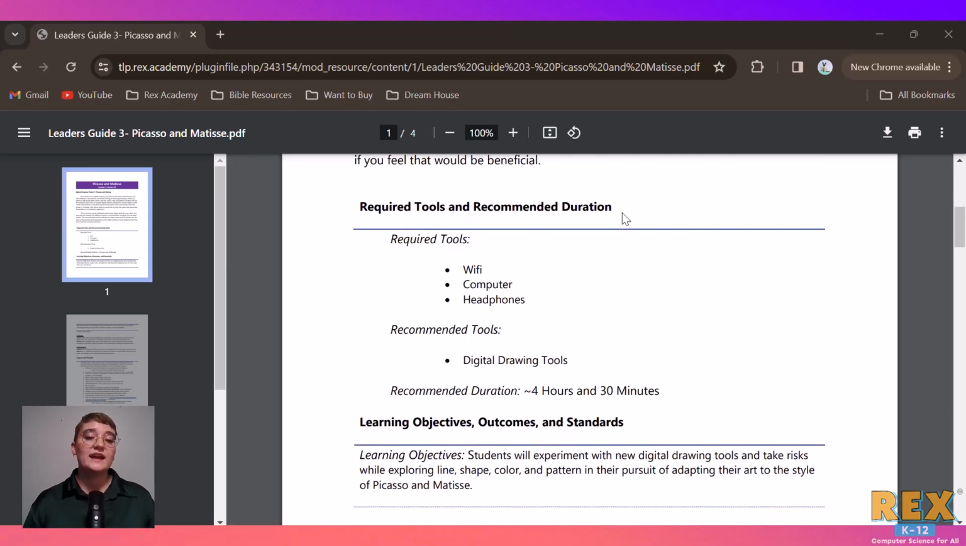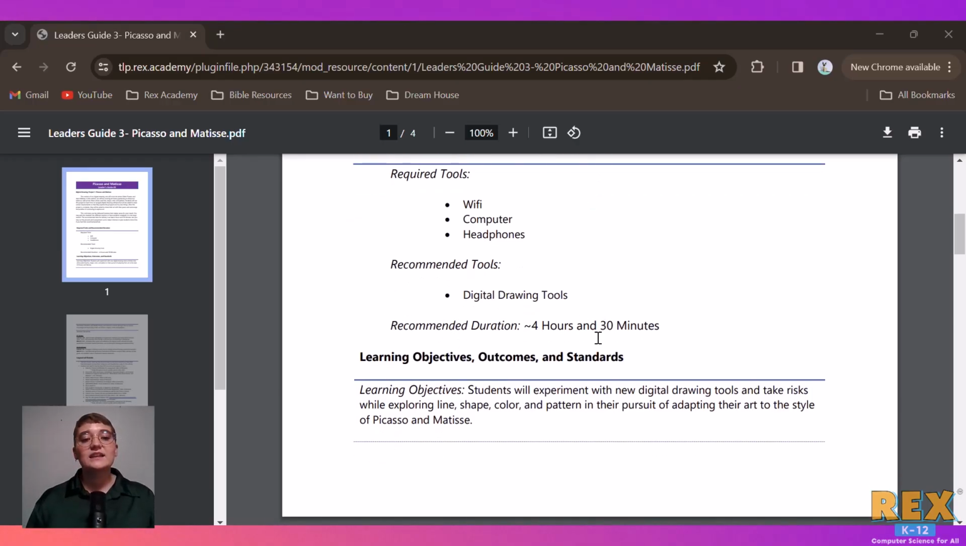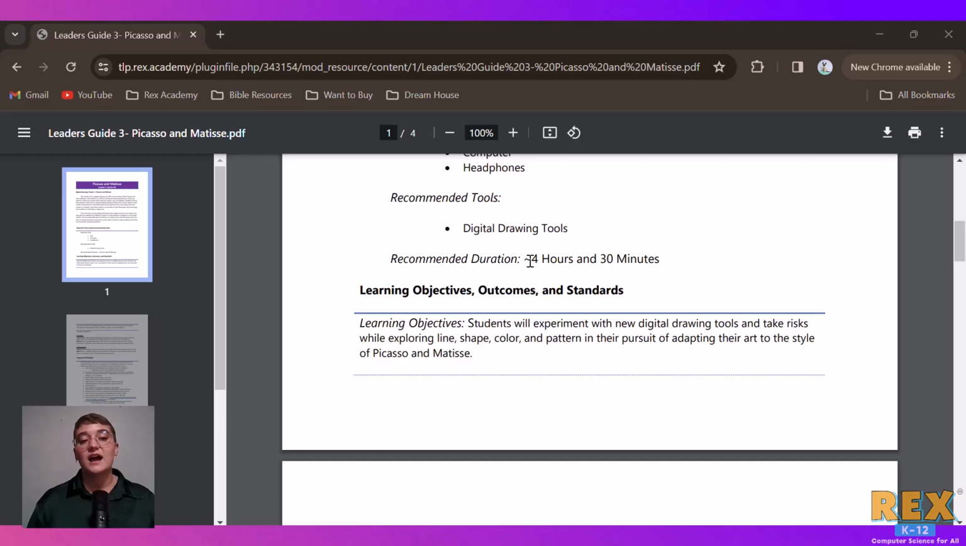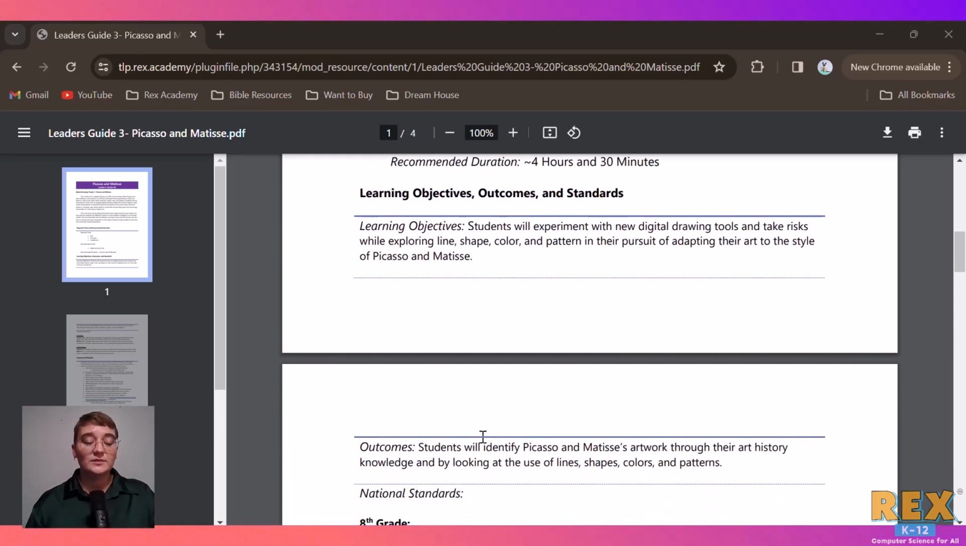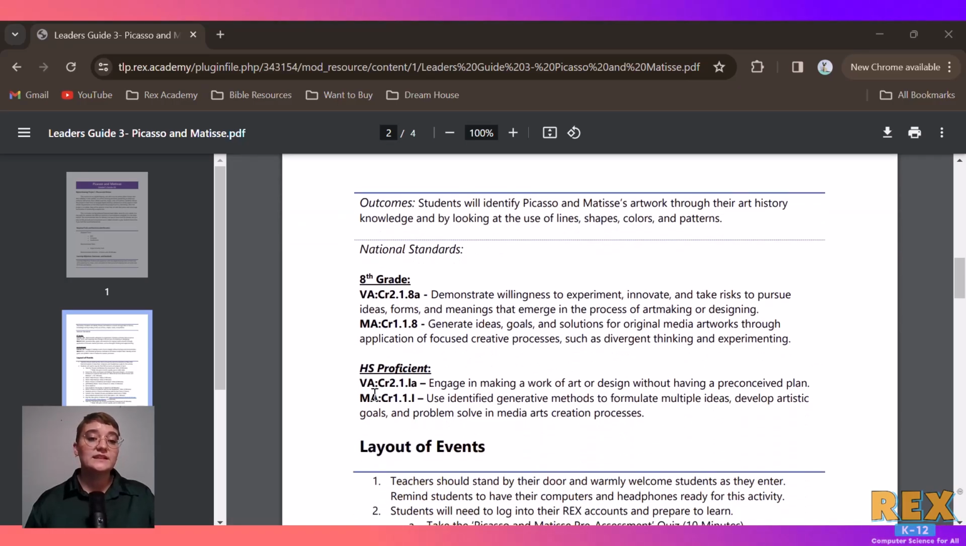However, the section below that is a much quicker list that can be viewed at a pretty quick glance. This section will list things that are required and recommended tools for this lesson, and it also gives the recommended amount of time for the lesson. Under this will be the learning objectives and learning outcomes, as well as the standards that this curriculum is aligned with. The listed national standards are what I've built each project and each lesson off of.